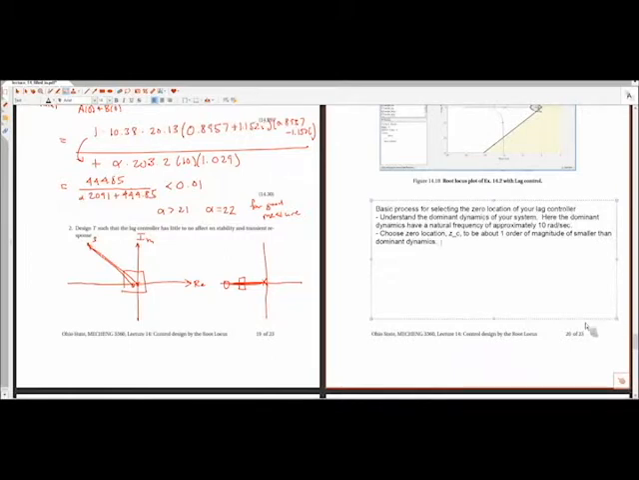Then there's dominant dynamics. All right. So the transient, that's basically the shape of the root locus. We're trying to not affect the transient response. We're going to make sure that our dynamics are sufficiently slower than everything going on for the transient response of the system.